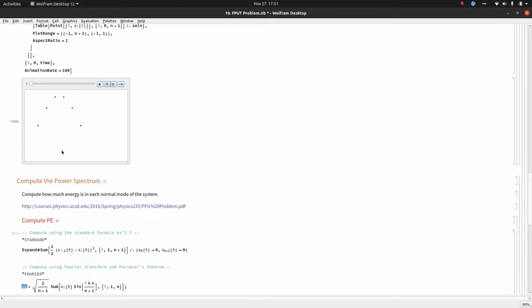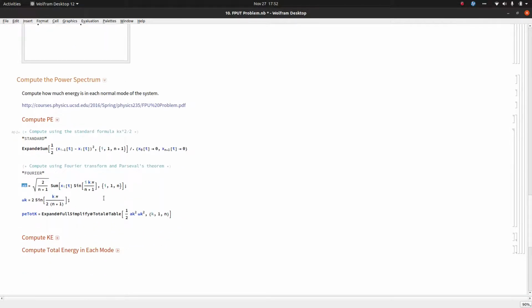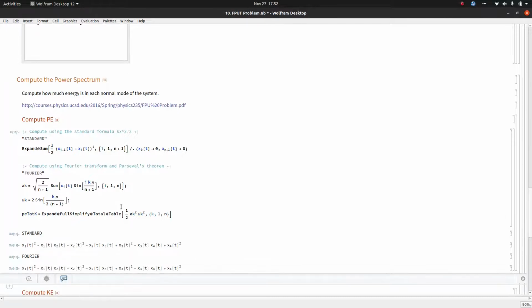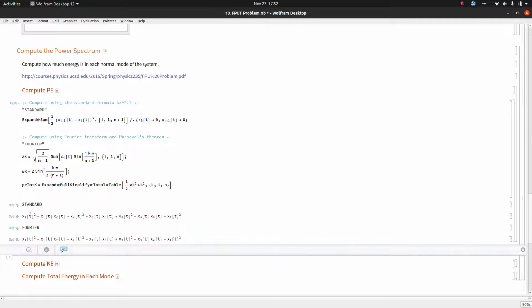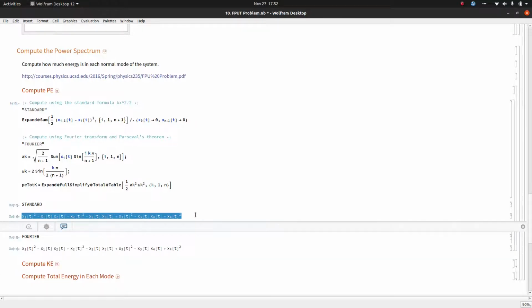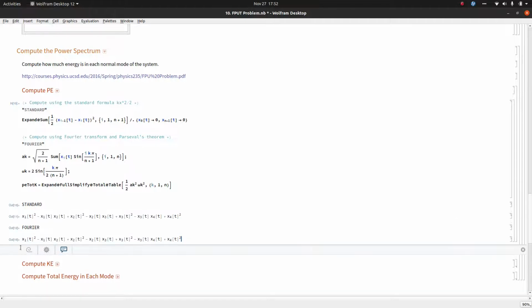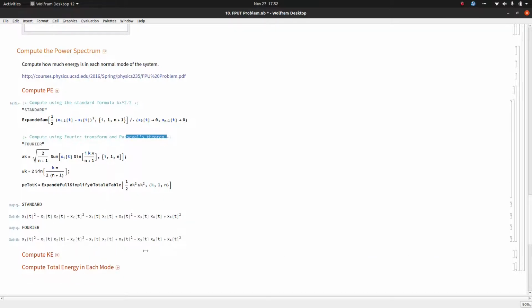So if I start with a system like this, it should tell me that the system only has energy in the first mode, because that's the mode that the system's in. So we're going to go ahead and run this. And all I'm doing here is just showing you that if you compute the potential energy the standard way, and if you compute it after doing a Fourier transform and using Parseval's theorem, you get the same result.